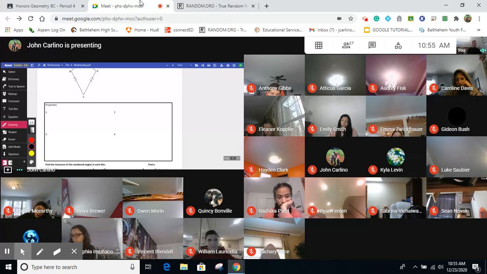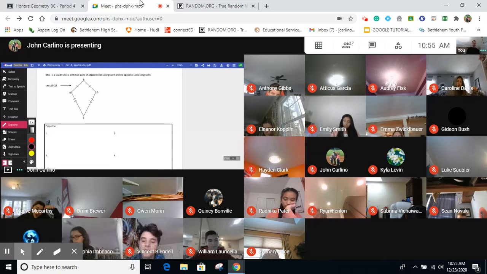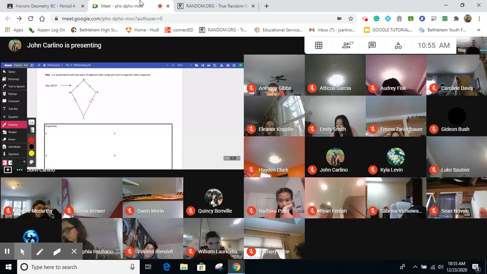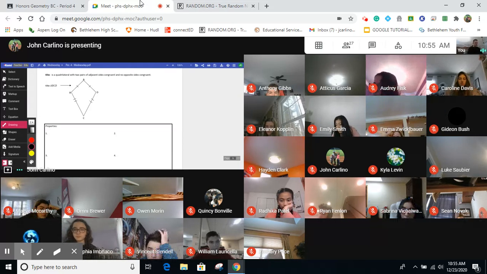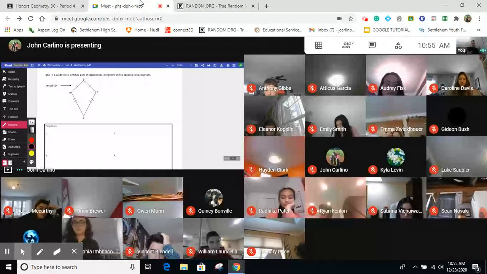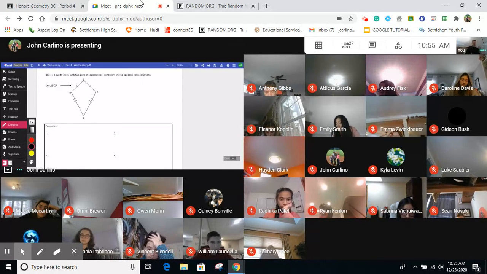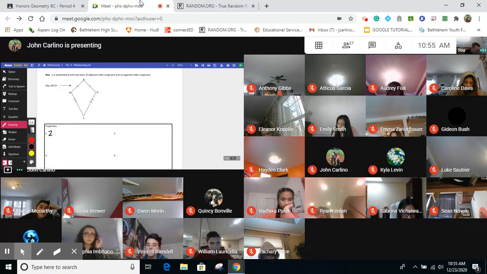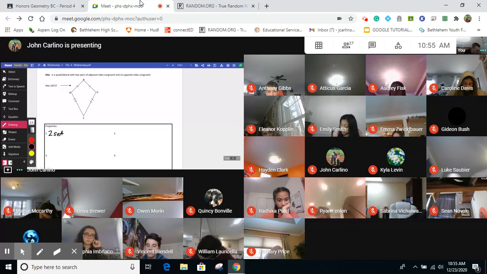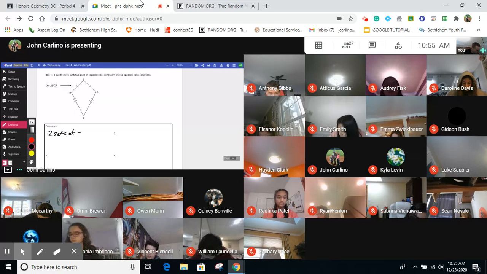So you guys see the markings I put on the kite here. It does have two pairs of sides that are congruent. It's just that they're not opposite each other. Does everyone see kite A, B, C, D here? They do have two pairs of congruent sides. They're just not opposite each other like the parallelograms. And that's the first property. It has two sets of congruent adjacent sides.